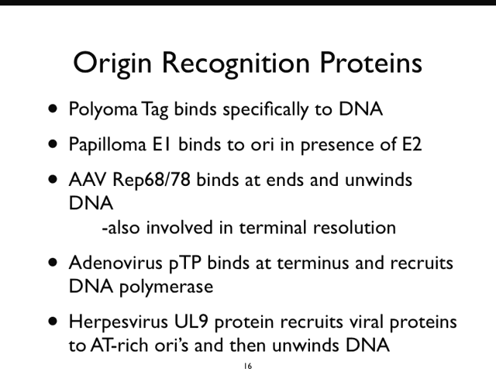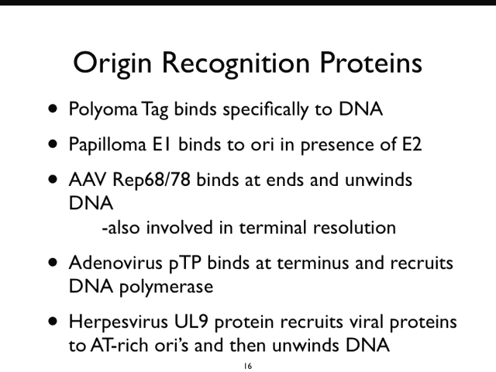The terminal protein in adenovirus begins as a pre-terminal protein, PTP, and that binds at a terminus and it recruits DNA polymerase. And then DNA polymerase has a very specific function for adenovirus, and that is to place a deoxycytidine moiety onto a serine of PTP, and that cytidine is actually the primer for DNA replication, initiation of DNA synthesis.